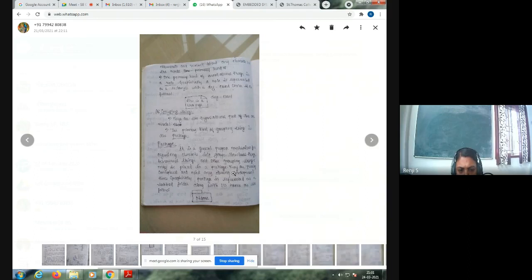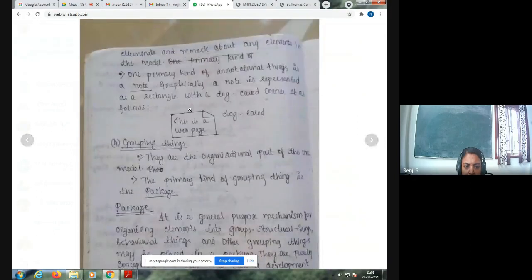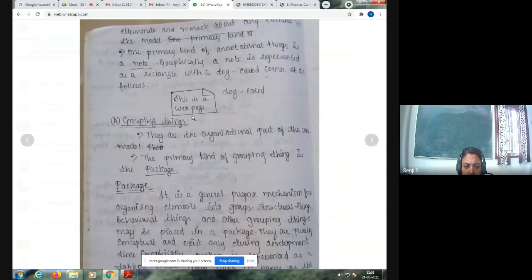Inside the note, you can write comments, like here where it is written, this is a web page. Likewise, if you want to give the URL of any particular site, you can use the note symbol of the UML model. So we have structural things, behavioral things, annotational things, and the last is the grouping things.